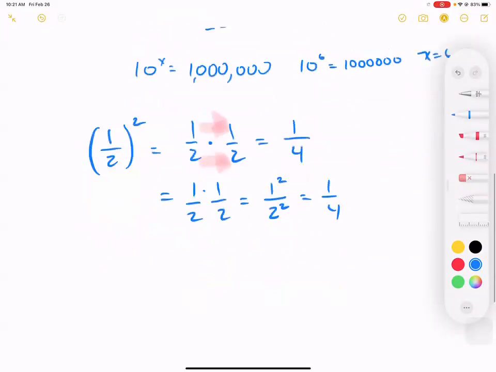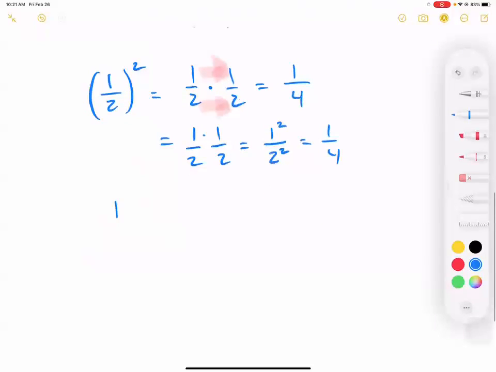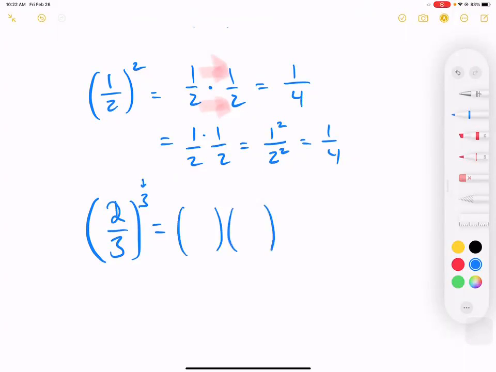Okay. Let's do the same problem, except let's change the numbers a little bit. Let's say 2 over 3 to the third power. Now, the exponent says how many times we're going to multiply this. So in this case, the exponent is a 3, to the third power. And that means we're going to write this 1, 2, 3 times. 2 over 3, 2 over 3, 2 over 3.